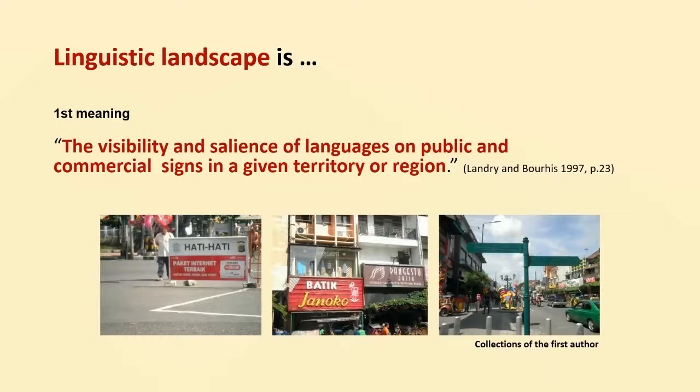So here's the first meaning of linguistic landscape: the visibility and salience of languages on public and commercial signs in a given territory or region, which means that linguistic landscape is about the appearance of languages in public areas, like words, signs, or images that we read on the public signs in the streets.